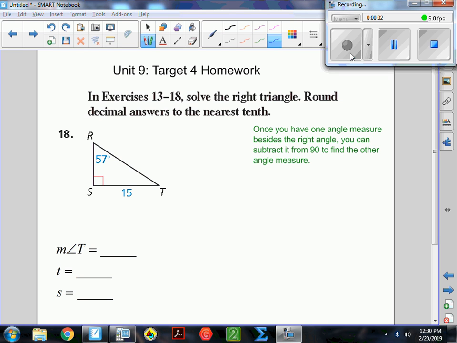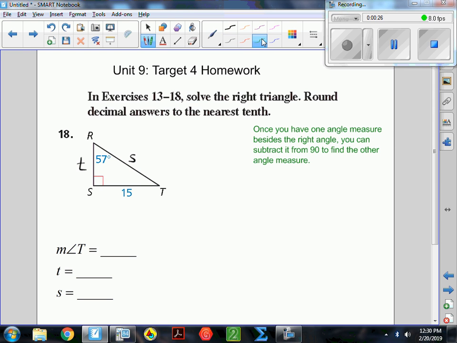Unit 9, Target 4 homework, number 18 says solve the right triangle. I'm going to label my sides using a standard convention, which means that we're going to use a lowercase letter across from the capital letter to represent the side. So lowercase t is really segment RS. Lowercase s looks like the hypotenuse. And then I also want to find angle T.